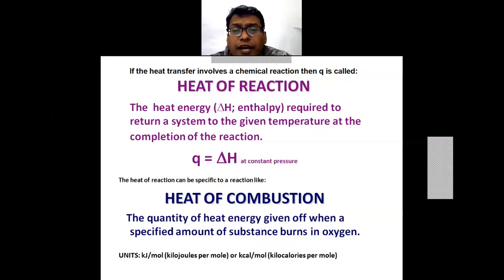Then the heat of reaction can be specific to a reaction. Now, if the reaction taking place is a combustion reaction, then it is called the heat of combustion. It is the quantity of heat energy given off when a specified amount of substance burns in oxygen.